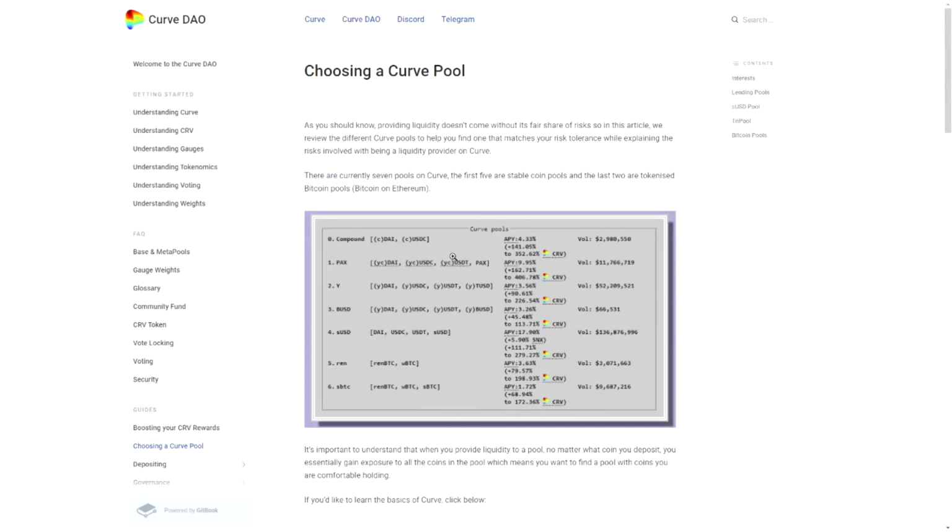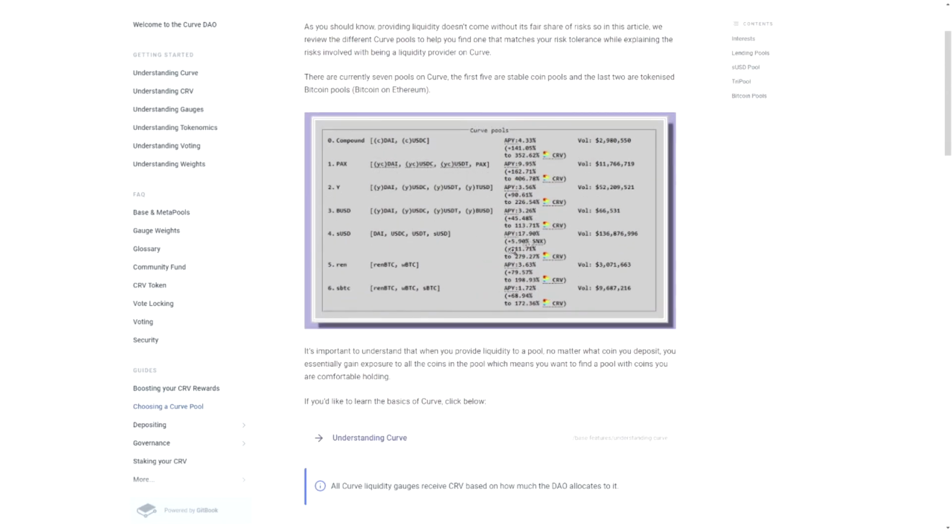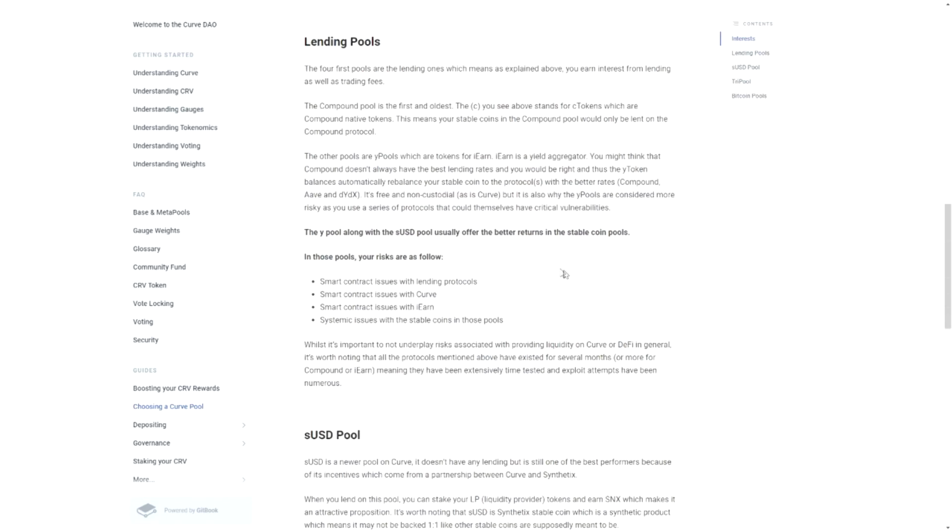So the final thing I want to discuss is risk. And they made a really nice page on this. So when you click in the choose a curve pool, then you get some more information on different pools. Right now, of course, they have a whole lot more, but they sum up the different risks with each pool.